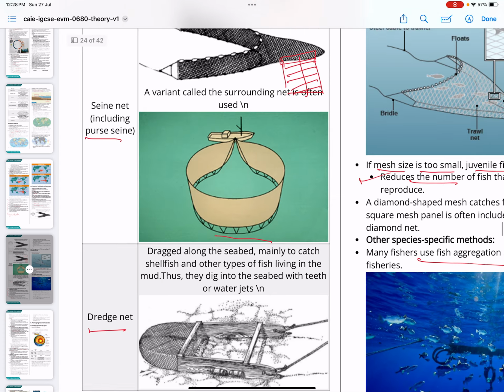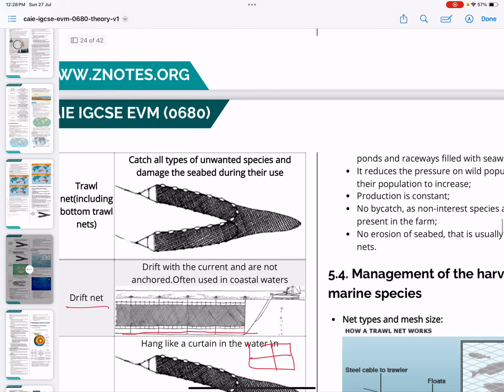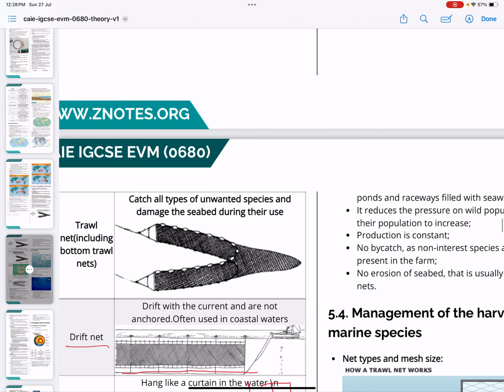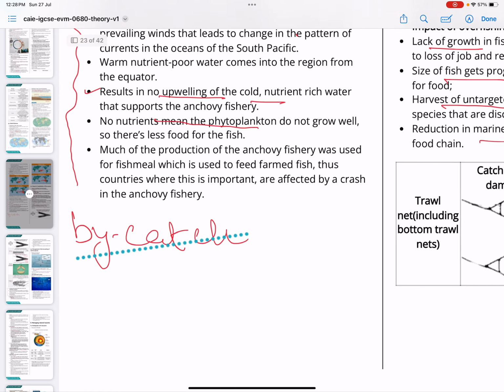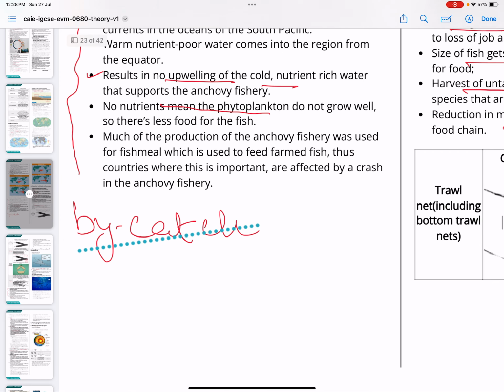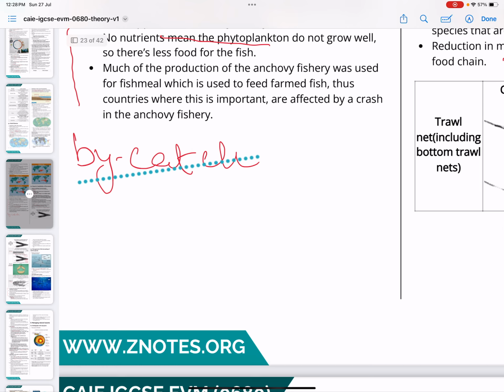So you are required to remember a brief description of these types of nets as well. That is also important for you. Apart from it, there are certain terminologies, for example bycatch. Now what's bycatch? Bycatch is basically the baby fish or the extra fish which is caught and was not required by the fisherman. That is called bycatch.